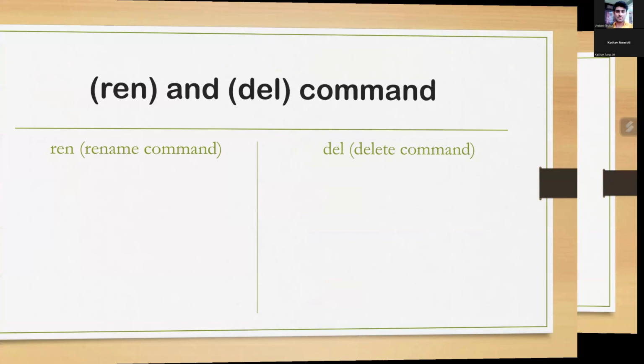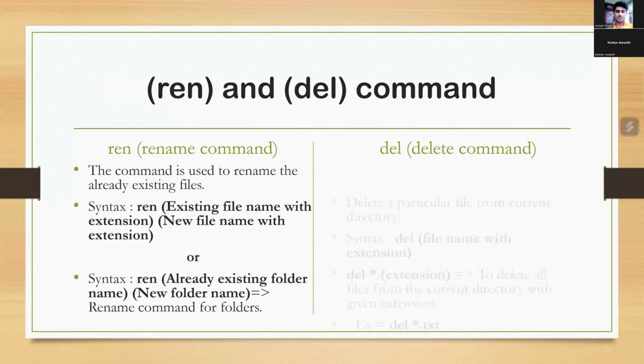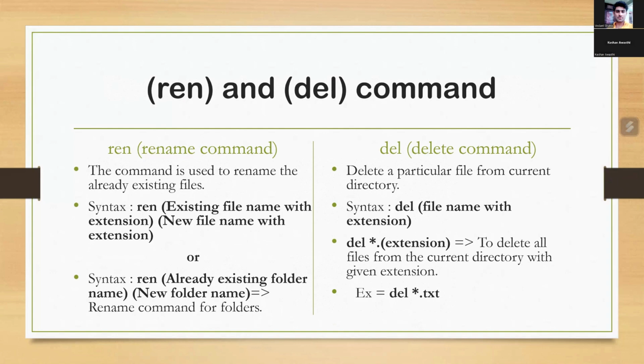And next are the ren and del commands. Ren is the rename command, which is used to rename an already existing file, and the del command is used to delete a particular file. Here is the important one, you can see del star. This command is used with del star and then the extension of the file which I have to delete.